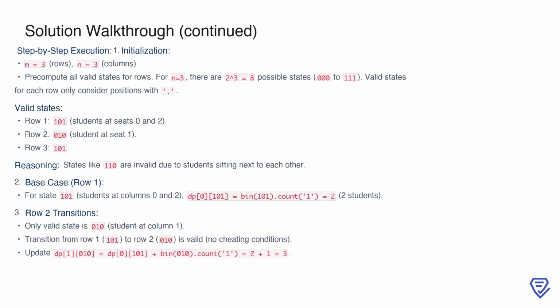Now, we start by setting up our dynamic programming solution. First, we initialize the dimensions of the grid, 3 rows and 3 columns in this case. Then, we pre-compute all valid seating states for a row. Since there are 3 columns, there are 8 possible states, ranging from 000 to 111.